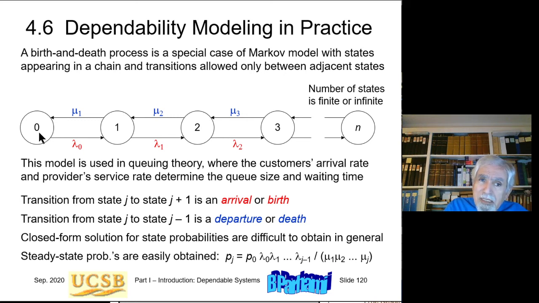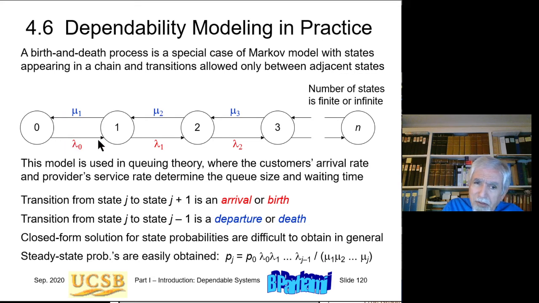So in this case, 0, 1, 2, 3 can be the length of the line of waiting customers. So suppose there's a bank and there's just one teller that serves all customers. So initially there are no customers waiting. A customer enters. Customers enter at some rate, maybe one customer every 3 minutes or whatever the load of that particular bank branch is. And then the customer is served at a particular rate.